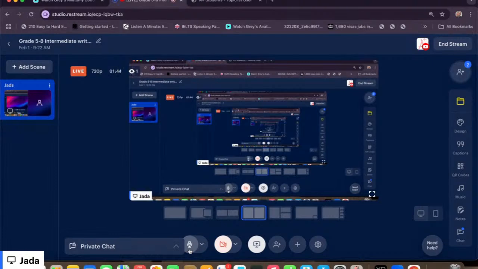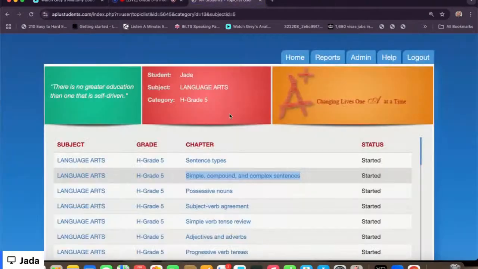So today we'll continue our lessons on simple, compound, and complex sentences. Last week we had the first two, and today we will finish up the lesson. But as usual, you have to log in using aplusstudent.com. You know that. So you click on your names, go to language arts and go to grade 5. This class is for grade 5 up until grade 8. So if you're in grade 5, 6, 7, 8, you can join. So we will just continue the lesson that we started last week.